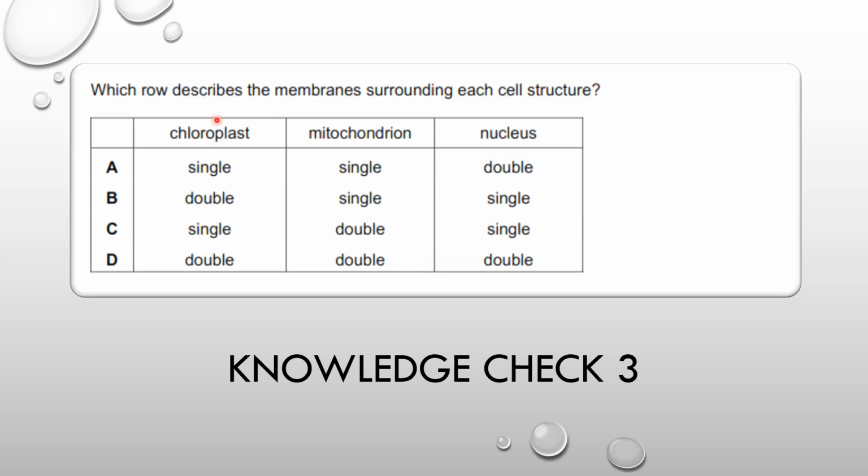Okay, which row describes the membrane surrounding each cell structure? Pause the video and answer it. Chloroplast has a double membrane. Mitochondria, double membrane. Nucleus, double membrane. So the answer is delta, D.